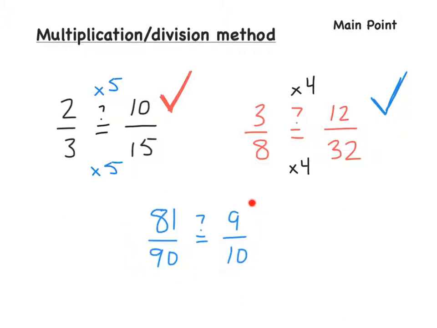Now let's look at the bottom one. We have 81/90, and does that equal 9/10? So the two up here, we did multiplication. Now let's try some division. 81 divided by what is equal to 9? So 81 divided by 9 is equal to 9. So is 90 divided by 9, does that equal 10? Yes, it does. So in this case, 81/90ths and 9/10ths are proportionate.